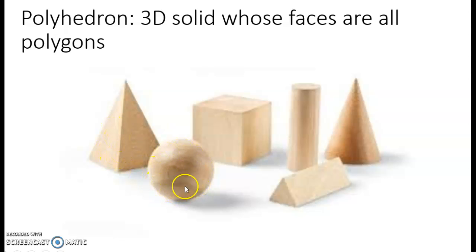Now think about this actually. Would this sphere be a polyhedron? Actually it would not, because it doesn't even have faces, does it? So no polyhedron there. This would be a polyhedron. You've got all kinds of squares going on in this cube. Technically, a cylinder is not a polyhedron because you've got a face here that's a circle, and a circle is not a polygon. Very interesting, right? But this triangular prism is definitely a polyhedron.